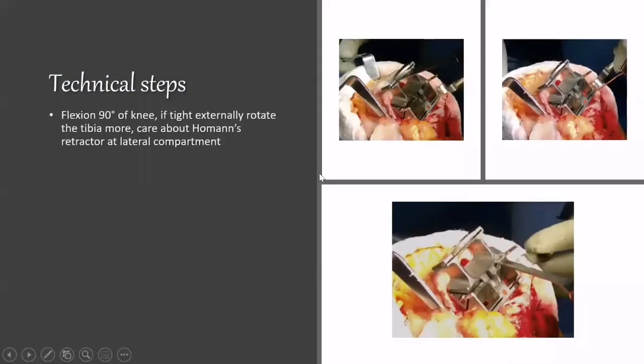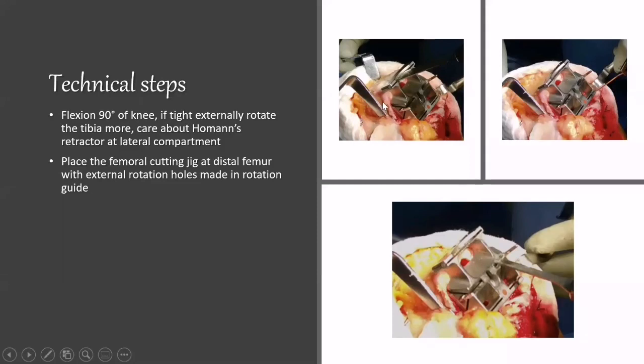There are technical steps. Flex the knee up to 90 degrees. If it is tight, you cannot go more than 90 degrees, so you have to externally rotate the tibia more and add both Hohmanns on the lateral compartment and medial compartment. The lateral compartment, we always place it on the patellar surface. Do not put it on the tendon, otherwise you may injure the tendon itself.